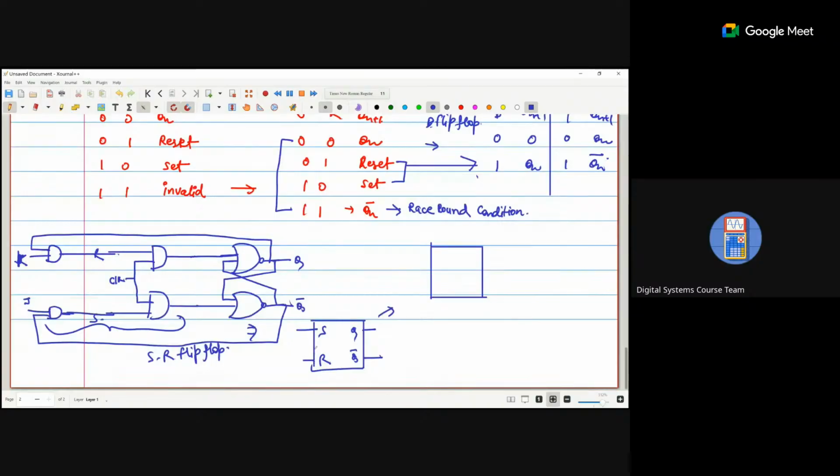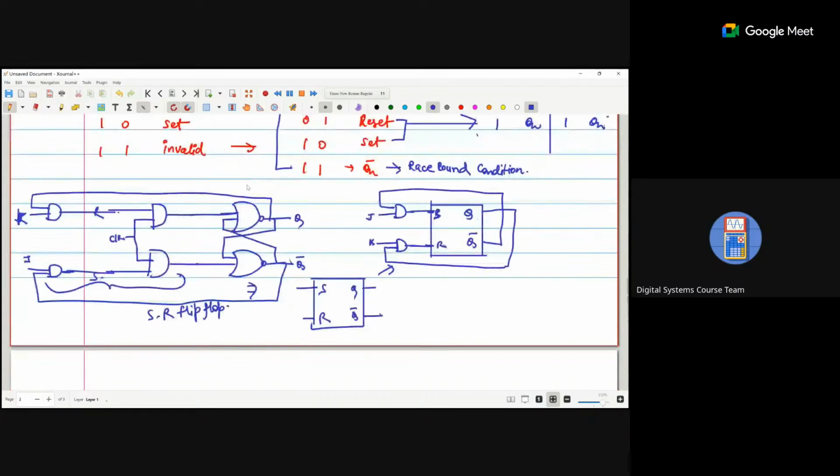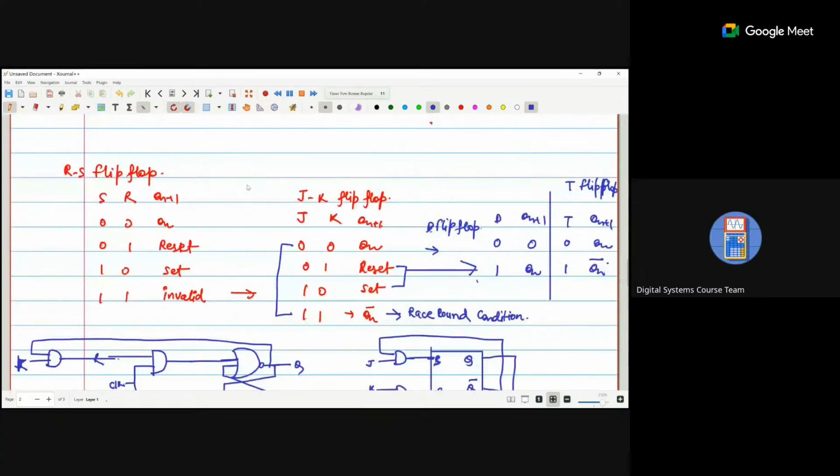So here S is the J, because S is J ANDed with Q bar, and R is K ANDed with Q.